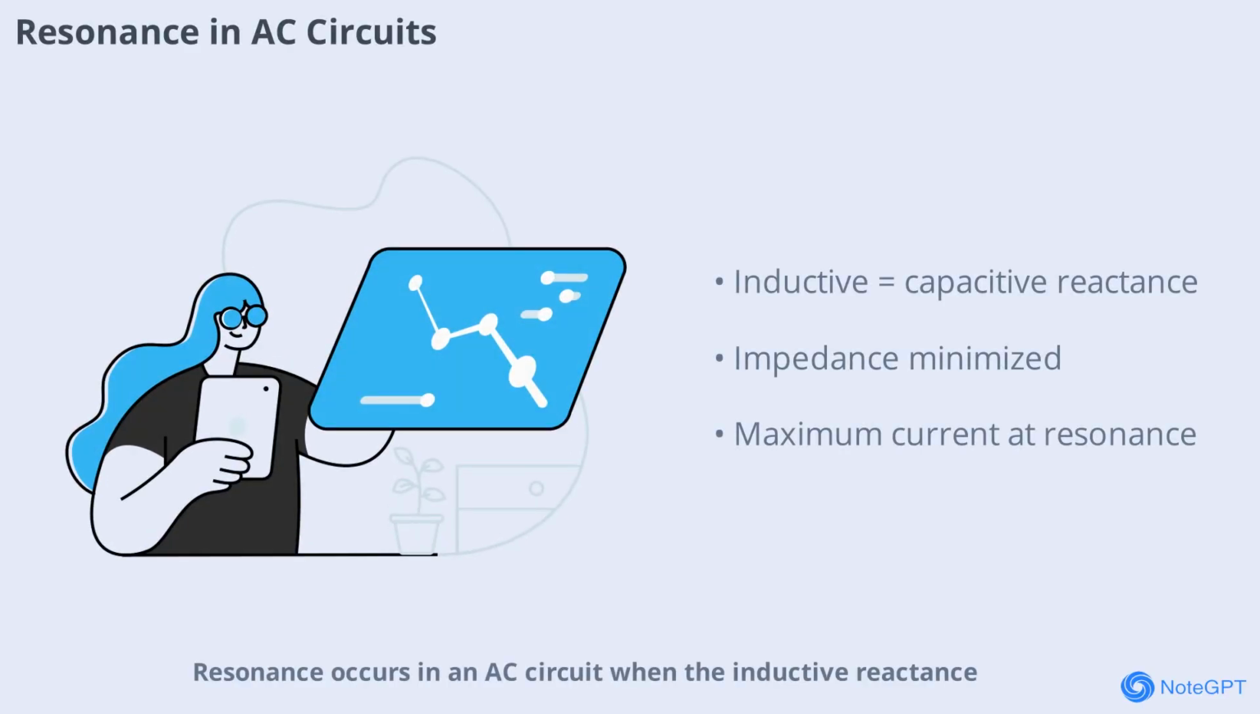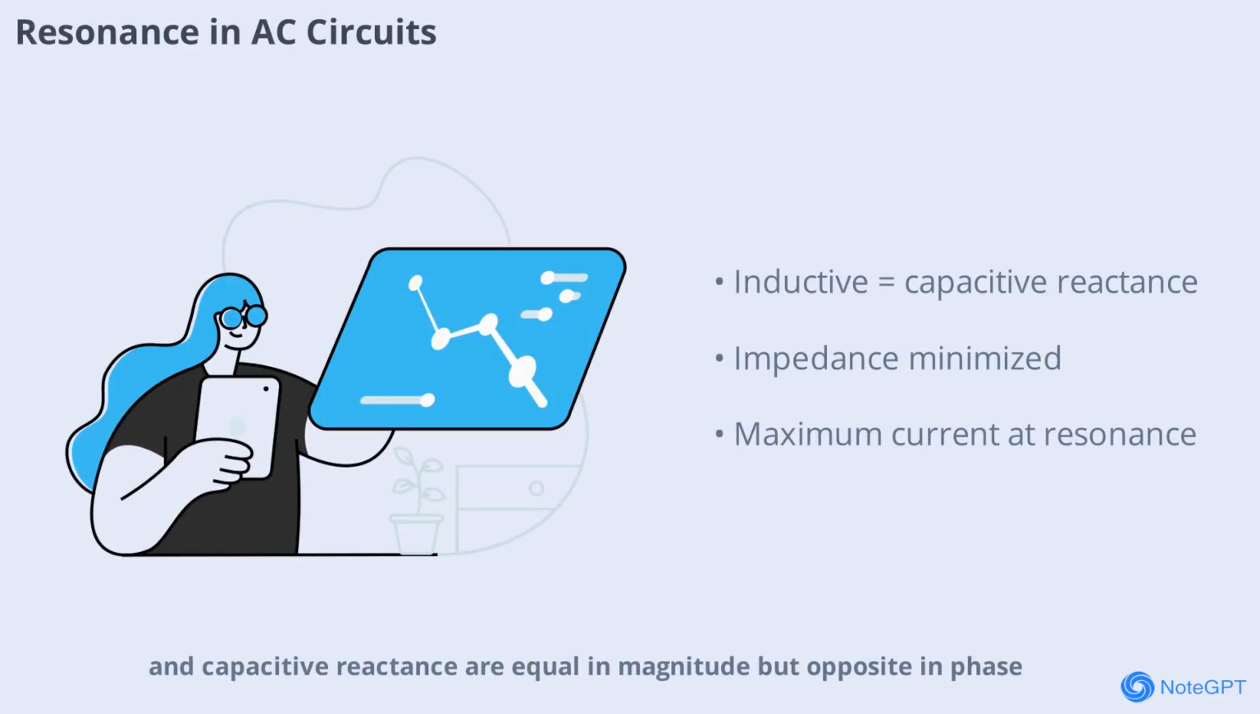Resonance occurs in an AC circuit when the inductive reactance and capacitive reactance are equal in magnitude but opposite in phase. At resonance, the circuit's impedance is minimized, and the current reaches its maximum value. This phenomenon is widely used in radio, television, and other communication systems to select specific frequencies. Understanding resonance helps in designing circuits that can filter or amplify certain signals.